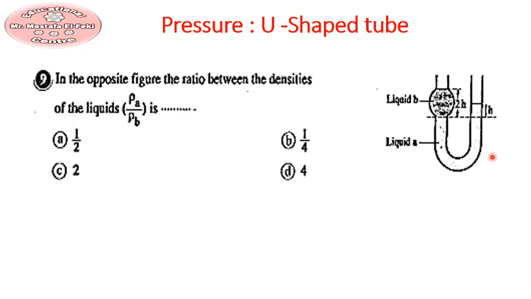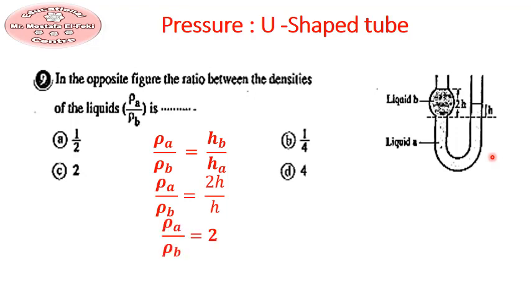In the opposite figure, the ratio between the densities, rho A over rho B, is, since rho A over rho B equals HB over HA, then 2H divided by H. Then the ratio is 2 to 1.